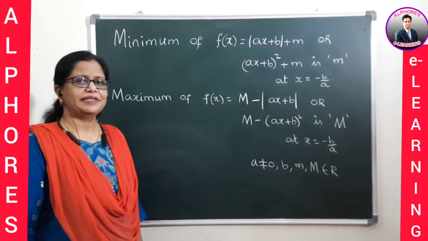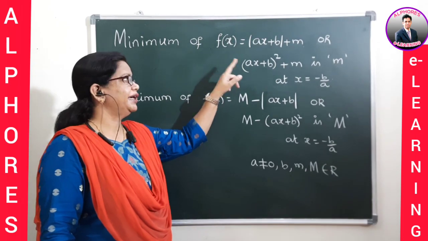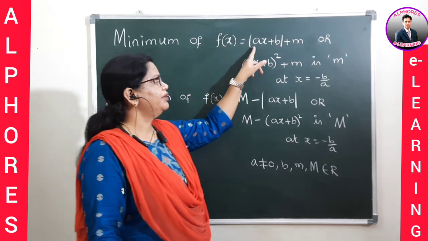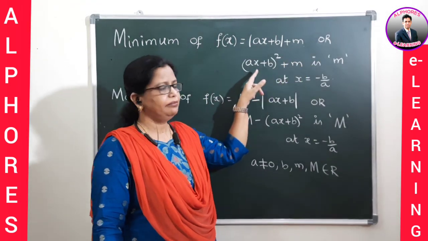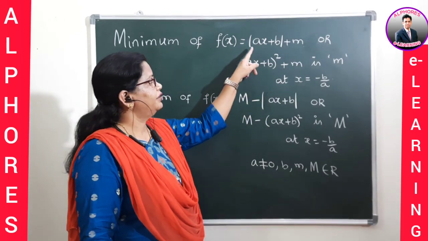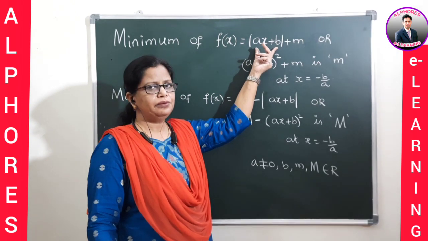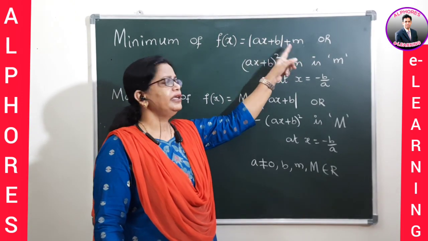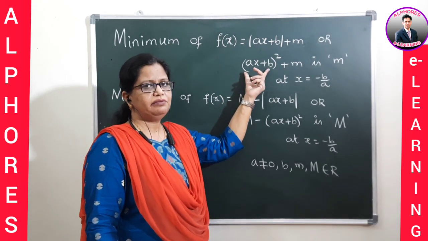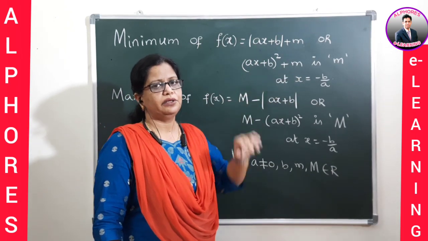Today we are going to discuss some concepts based on maximum and minimum, but at the same time when the function is given in the form of mod of ax plus b plus m, or (ax plus b) whole square plus m. Now observe, you have taken mod, which implies this expression is completely positive. To a positive value we are adding some value m. At the same time this is also a positive value, and to that we are adding m, which can be positive, negative or 0 also.